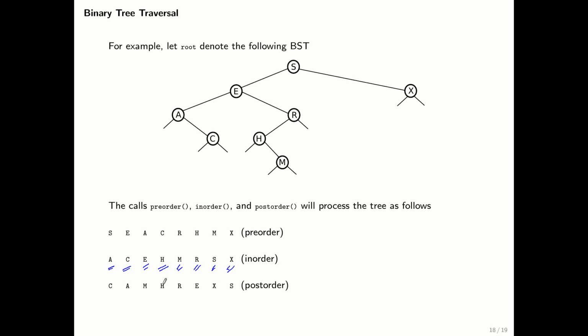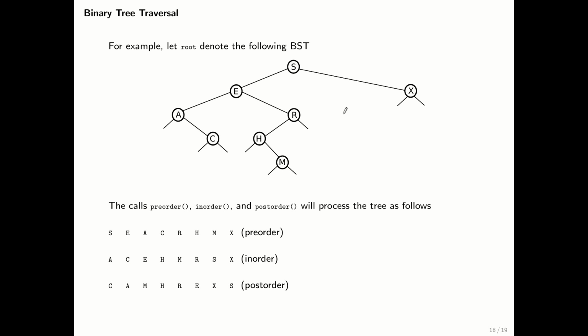And notice, as we said before, if your tree is a binary search tree and if you traverse it in order, we get the keys in sorted order. So these are all the keys in the BST, but they are in sorted order, right?